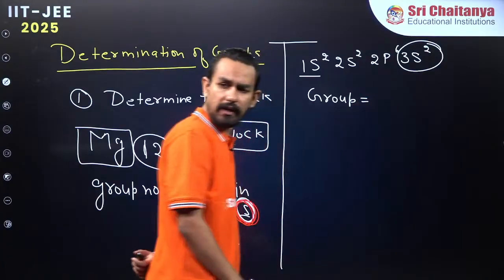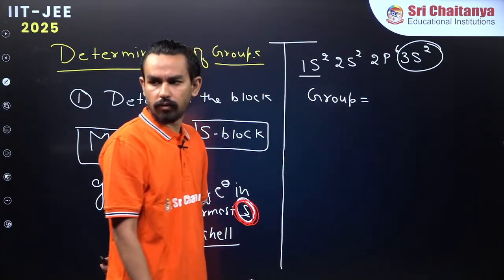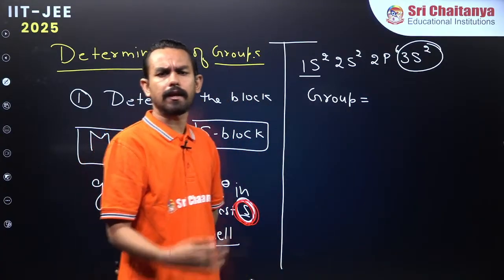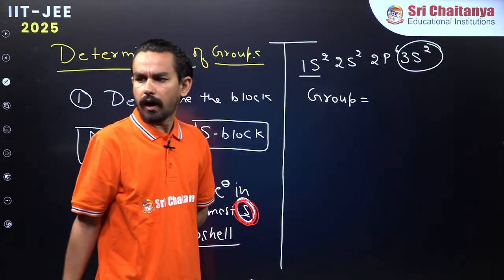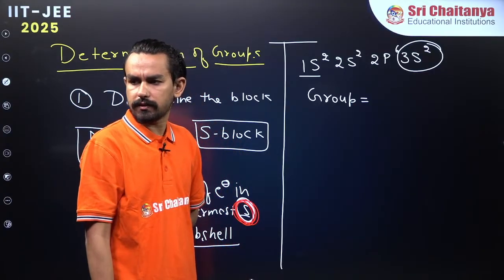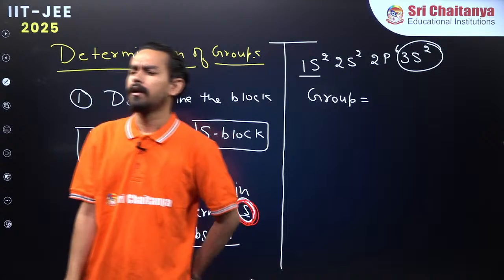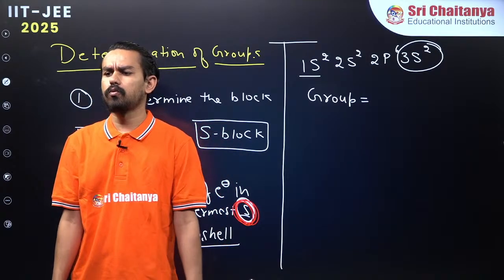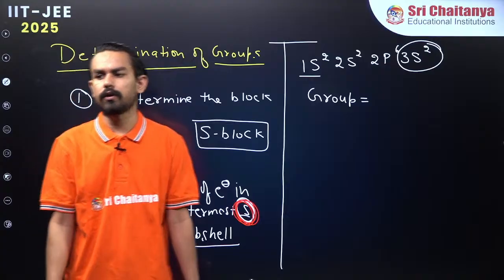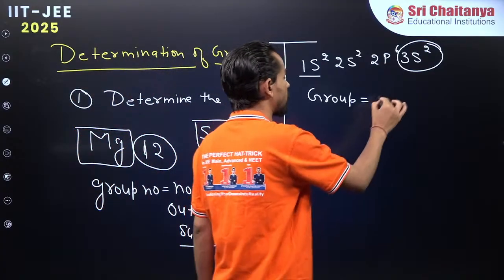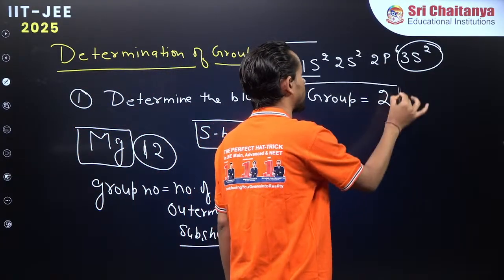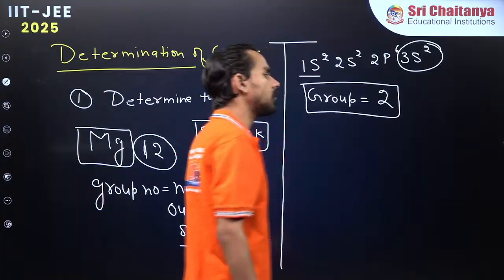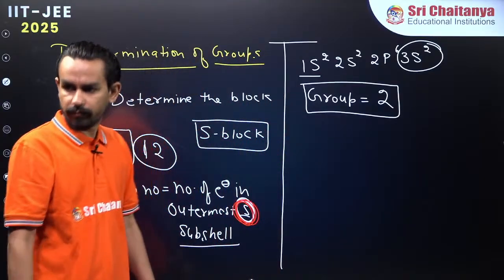How many electrons are there in this outermost s, that is 3s? Two electrons are there. So what will be the group number? Obviously 2.